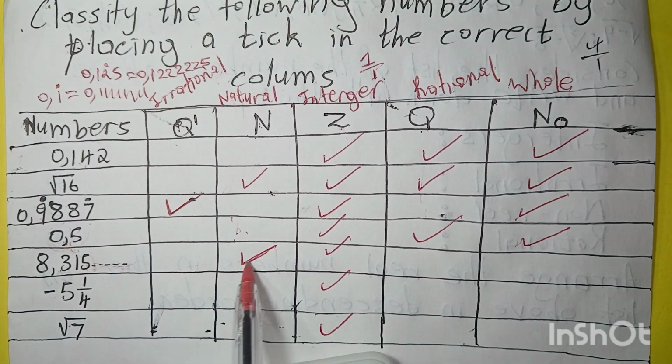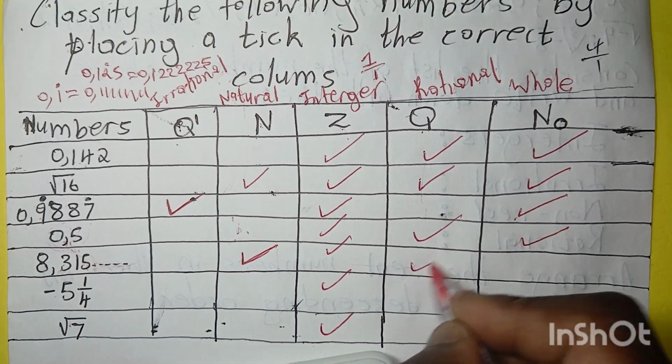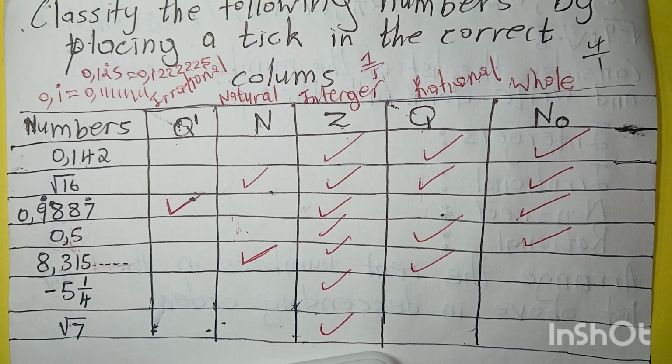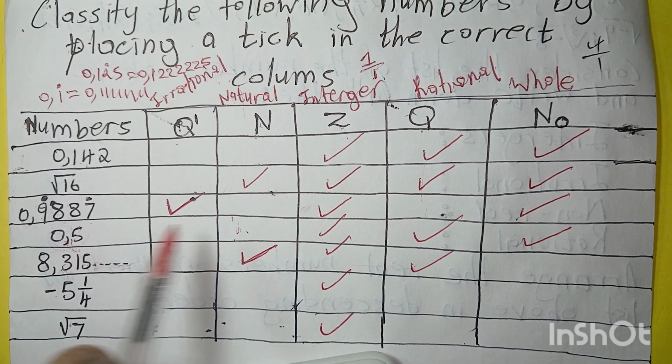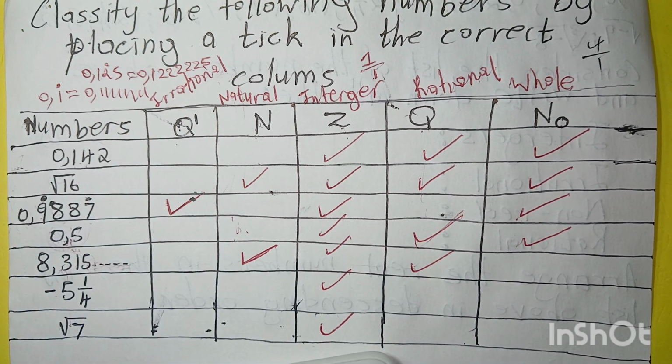It means that because we can make it as a fraction, it is rational. Do you see? This one we can make as a fraction. It is rational, not irrational. I hope, guys, you get it now. It's simple, straightforward.